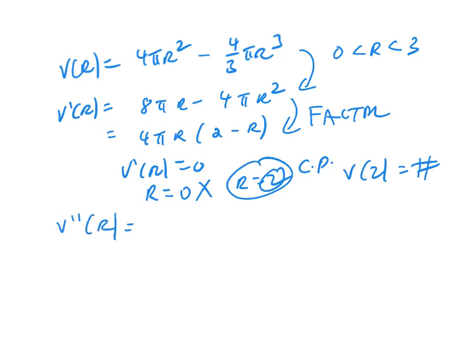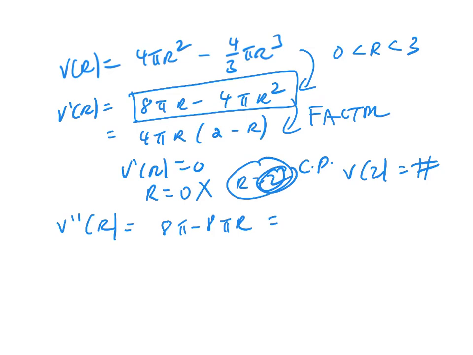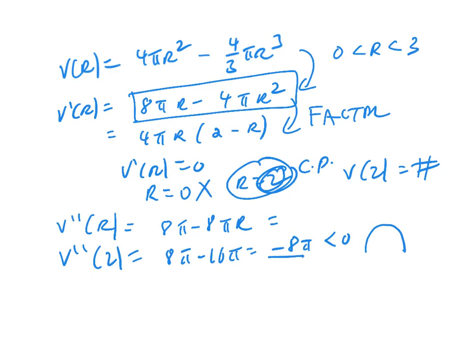In this case, I'll take this equation here and take the second derivative. I get 8 pi minus 8 pi r. And then all I do is substitute 2 into the second derivative. I'm going to end up getting 8 pi minus 16 pi, which gives me negative 8 pi. And because this is less than 0, I know that this is curving down. It's concave down. So I know I'm going to have a local maximum.